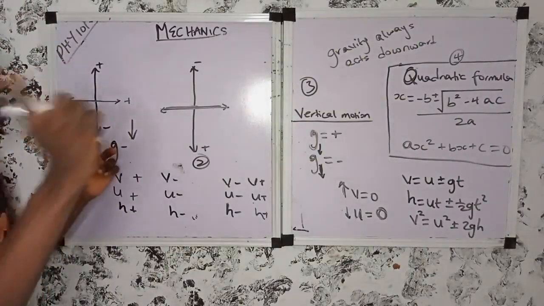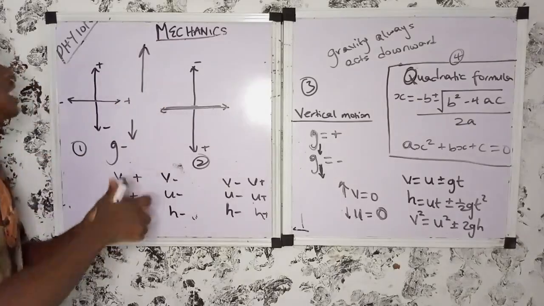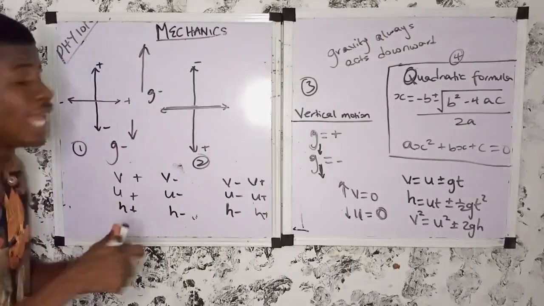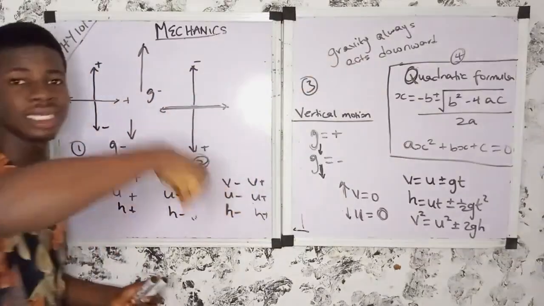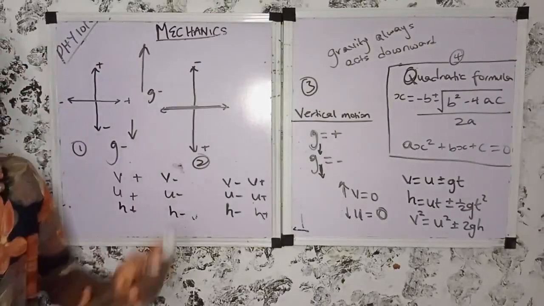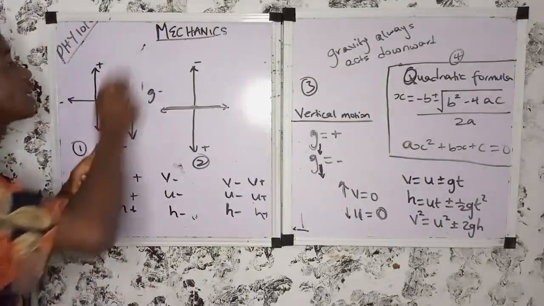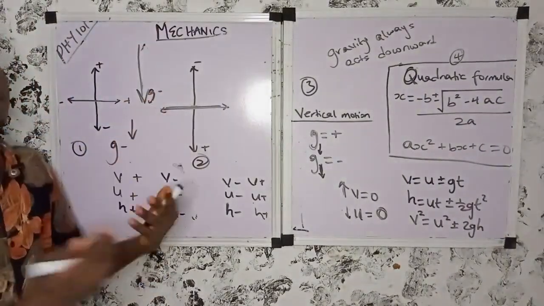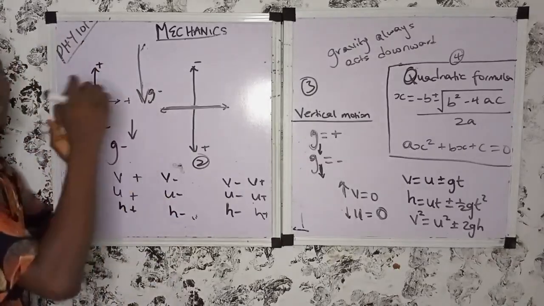So regardless of the motion of the body, if you throw a body upward, G using this first coordinate would be negative, because gravity always acts downward. It does not depend on the direction of the motion. If the body is falling downward, G will still be negative, because G acts downward using this first coordinate.